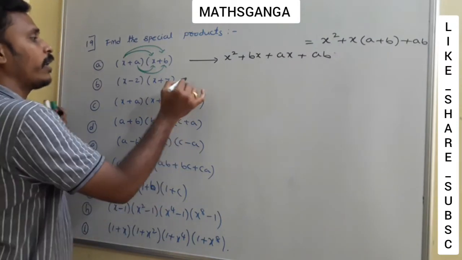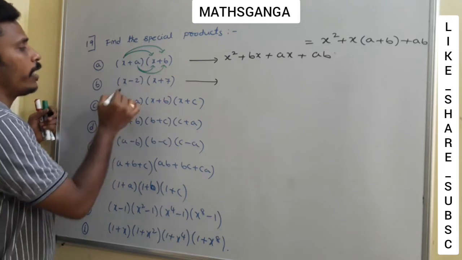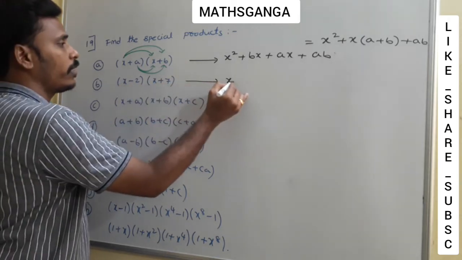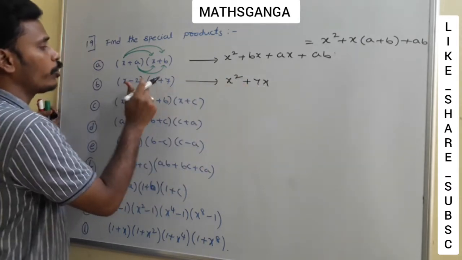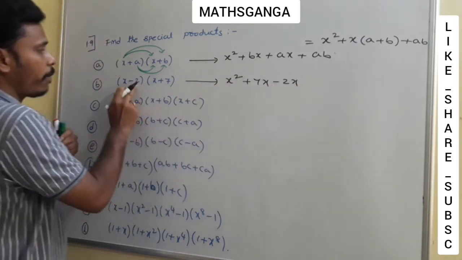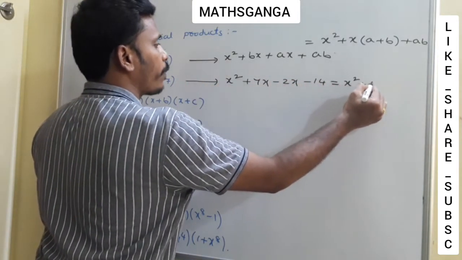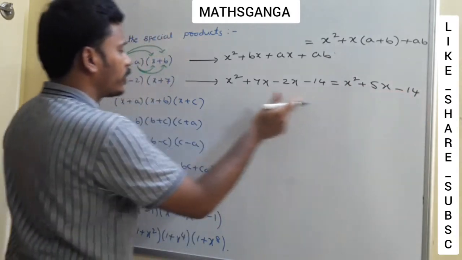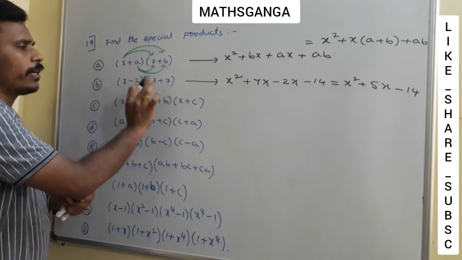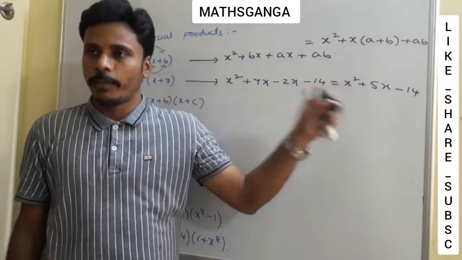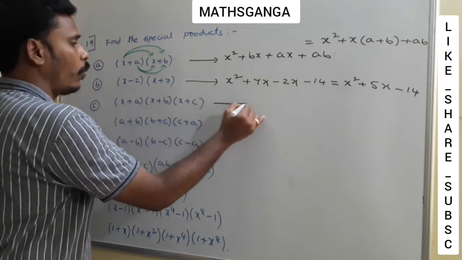That's good. Then coming to the next one, x minus 2 into x plus 7. Similarly, if you multiply, x into x is x square, x into 7 is 7x, minus 2 into x is minus 2x, minus 2 into 7 is minus 14, and if you solve, x square plus 5x minus 14. I gave it as an example, but you just multiply it and observe it as x square plus 5x minus 14. That's good. And now the third one. What is the third one?